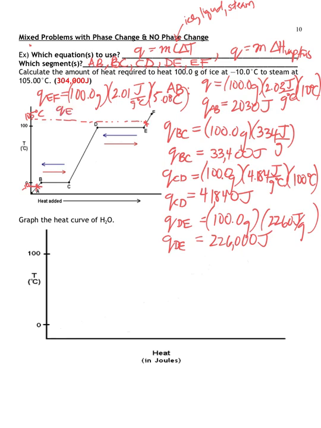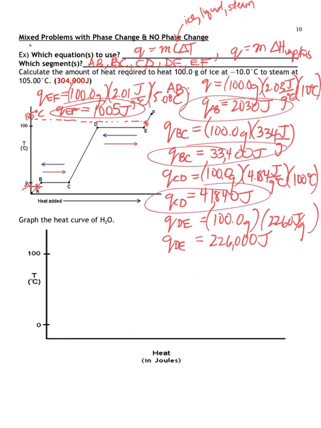Calculating Q for the last segment, when you're completely done with that, it's 100 times 2.01 times 5 degrees, and that's just 1,005 joules. Okay, so we have all our segments. I'm going to just circle it. So I have AB, BC, CD, and DE. And what we're going to do is create a heat curve with that.